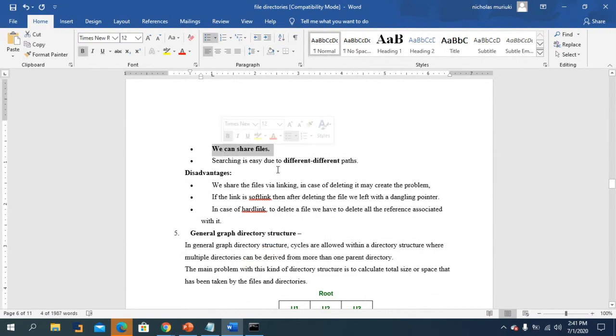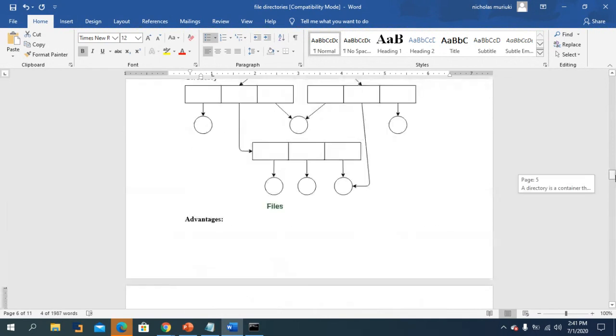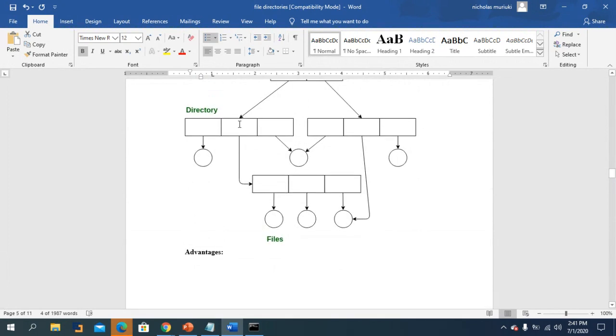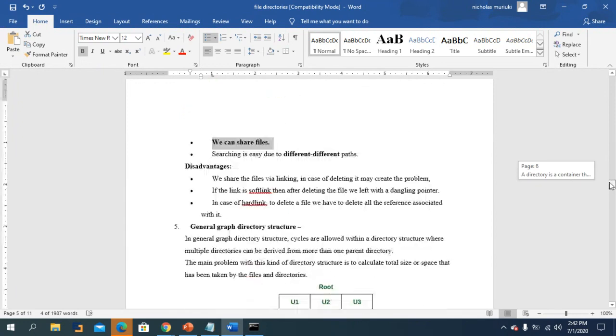Searching is easy due to the different paths. So we are looking at these different paths. So we are moving from this to this, moving from this to this. So it means that if this is able to access this file, the directory that is here is able to access this directory that we are having here, which becomes easier in the access. So in this case, we can understand the concept of file sharing each other, or file being shared from one directory to another. We don't look at maybe whether it is coming from directory X or Y.